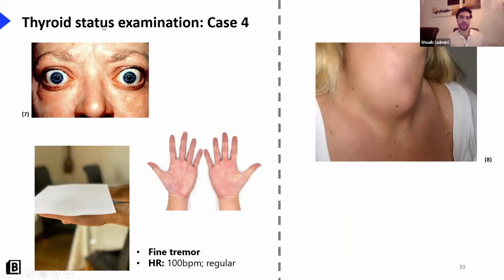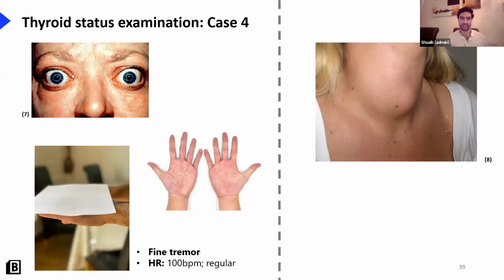So thyroid examination, this will definitely come up in your OSCEs at some point. Really common. I had this in my finals at Cambridge. So have a look at the signs. You walk into the station. Pretty much as soon as you walk in, you should know what this diagnosis is.